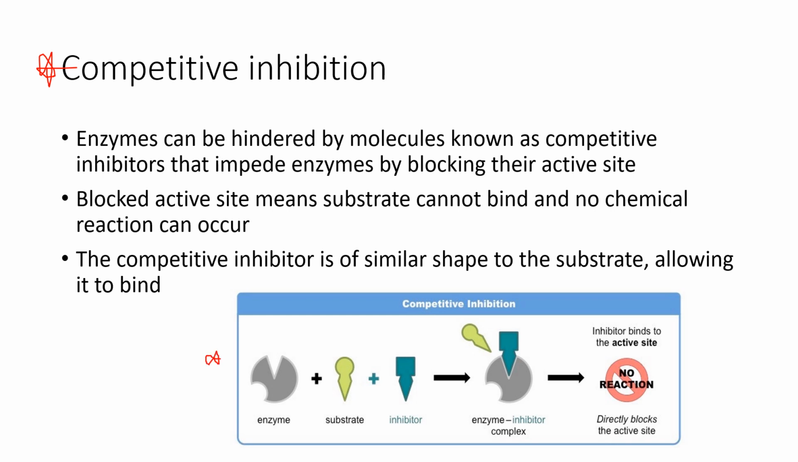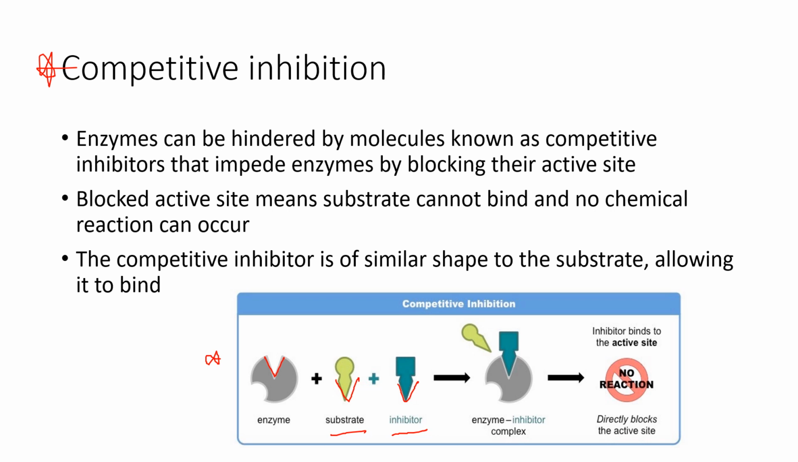So let's look at this diagram here. We've got our enzyme. This is our substrate. So this is the normal, natural, what we want to bind to. And this is our inhibitor. So this is what is going to inhibit this binding. So you'll notice that it's a really similar shape between the two, and obviously the active site is also a similar shape.